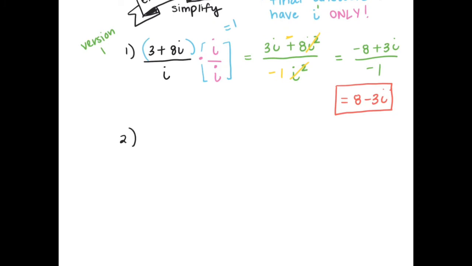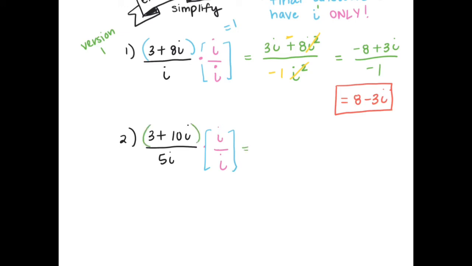Let's try this again. So number 2 is going to look a little bit different, but its process is going to be the same. Let's take a look at 3 plus 10i over 5i. Even though this i has a 5, I'm still only going to multiply by i over i. I'm not going to forget to put parentheses around 3 plus 10i. Those parentheses remind you to distribute. I know it sounds silly, but it's very easily forgotten.